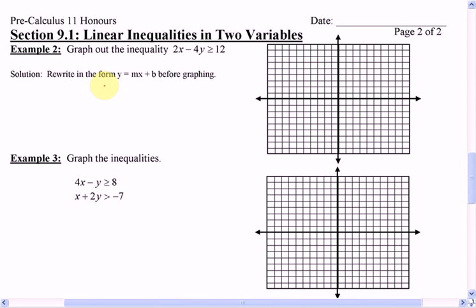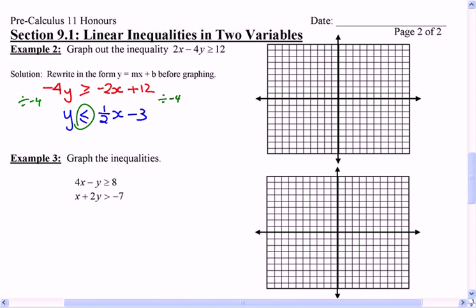I will do the y equals mx plus b form. So I will keep the negative 4y on the left side. I'll move the 2x from the left side to the right side, and then I get negative 2x plus 12. Then I'll have to divide everything by negative 4, so that'll be 1/2 x minus 3. And don't forget, because I'm dividing by a negative, please make sure you change the sign.